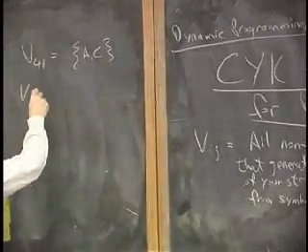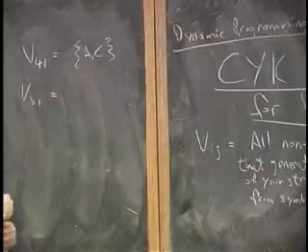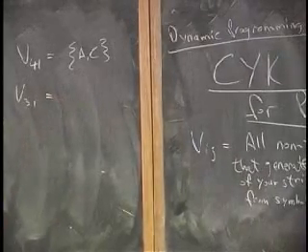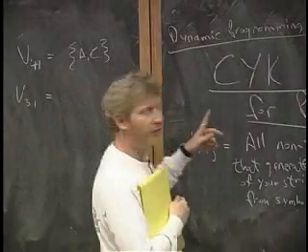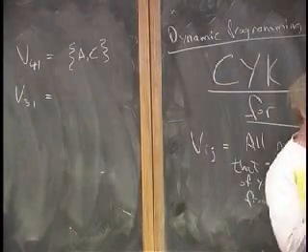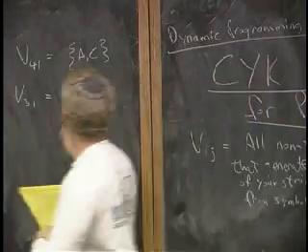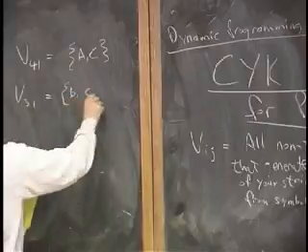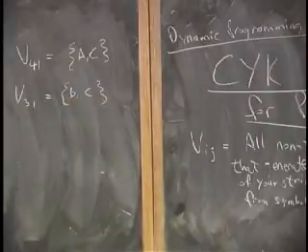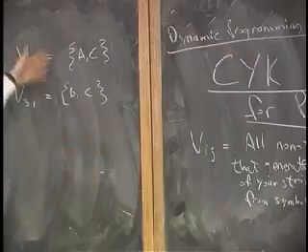How about V31? What does V31 refer to? Again, one symbol starting in the 3rd position. And what generates that? B and C. Okie doke. Who thinks they get that notation? Right. This is the base case.